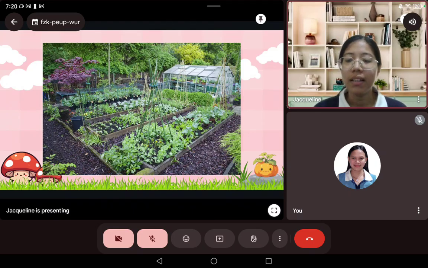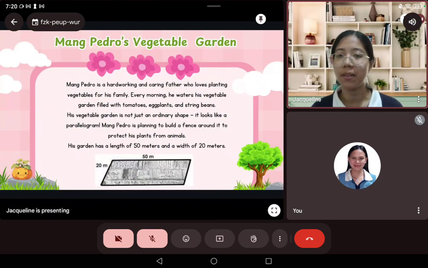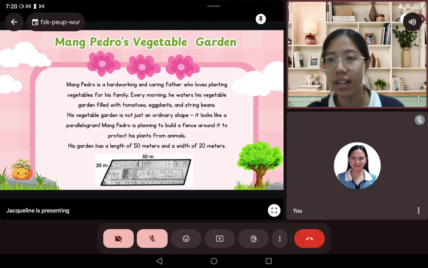So now we have here a story. It's also about a vegetable garden, but it is Mang Pedro's vegetable garden. But do you have a vegetable garden at home, class? No? Alright, so some of you have a vegetable garden and some of you don't. So now, let's read a story of Mang Pedro about his vegetable garden. I want you all to read together, okay?